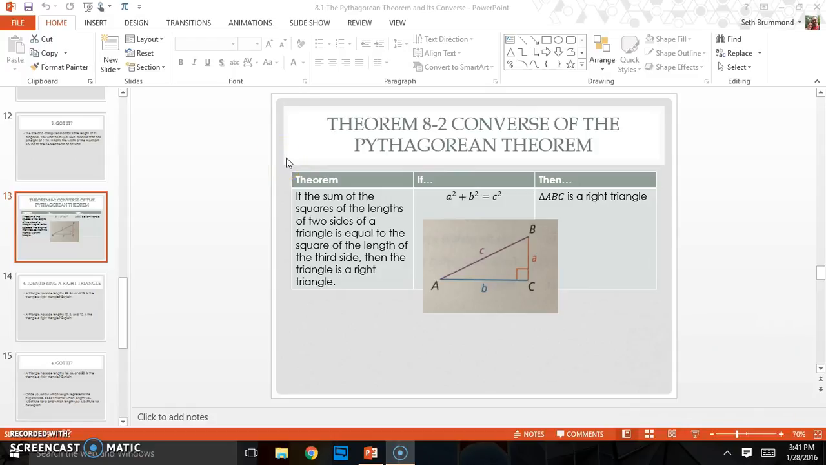This is geometry notes. We're going to get set. We're going to talk about this theorem, 8-2. This is the converse of the Pythagorean theorem. Then we're going to finish going over the rest of the notes, and then you can actually finish your homework.